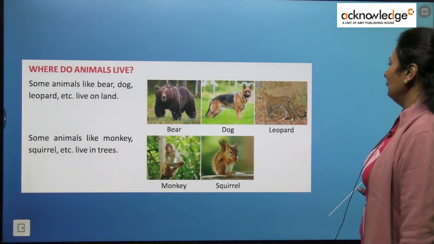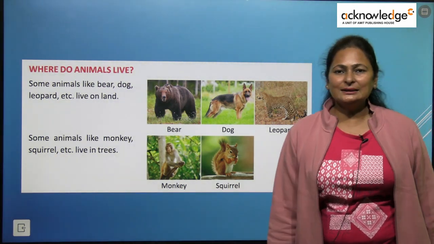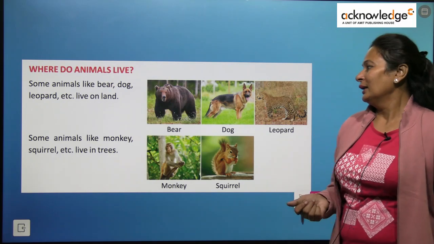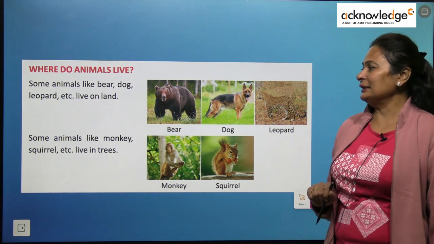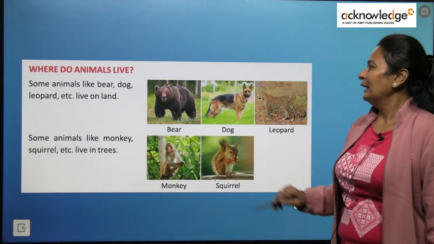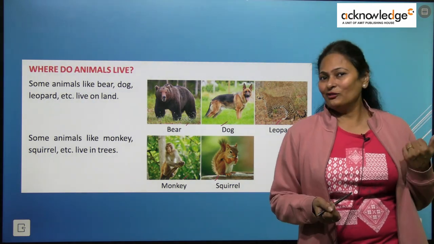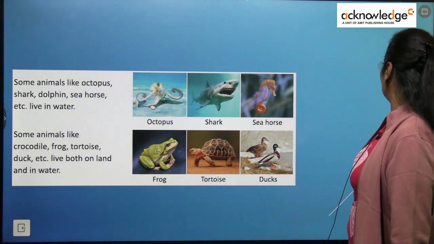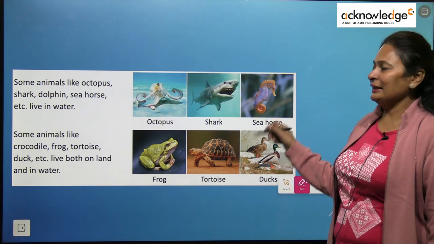Where do animals live? As I told you in the beginning of the class, some animals live on land, some live in water. Some live on trees, like monkeys and squirrels. Where do they live? They live in trees. Animals like bear, dog, leopards, they live on land. And some animals live in water too, like octopus, shark, seahorses.